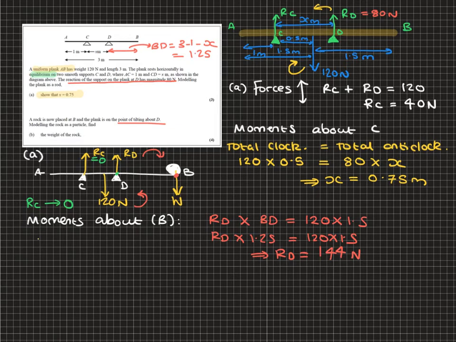If we then balance forces for the system in equilibrium vertically, we know that RD upwards must be balanced by 120 plus W, and this then allows us to work out the weight of the rod, which is 24 newtons.